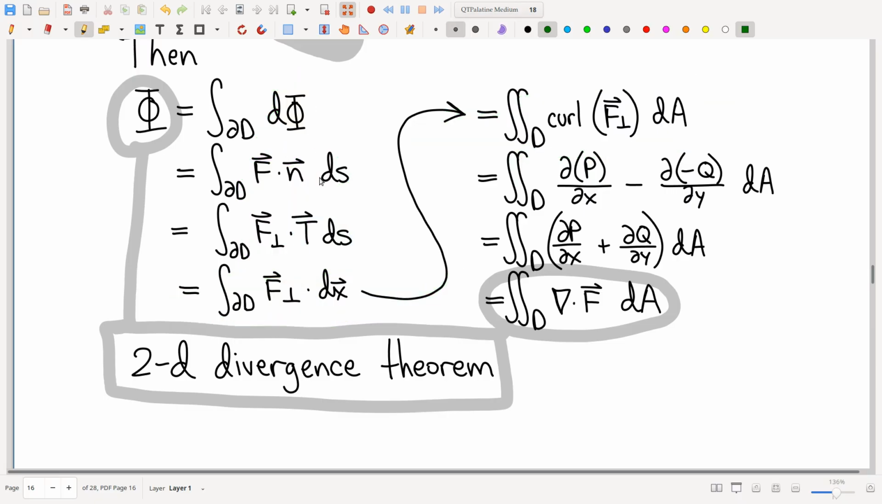Okay. Here's a different way of looking at it. Arguably a better way of looking at it. I kind of like doing this point of view first.